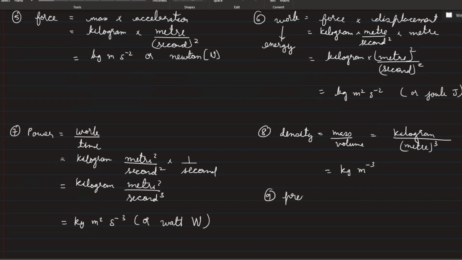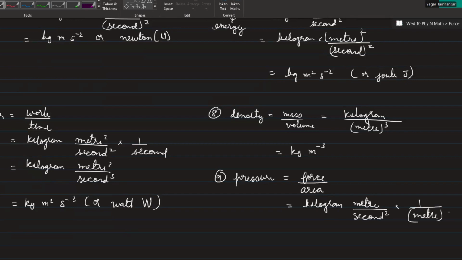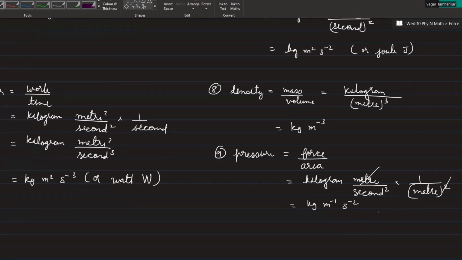And then we can use this to calculate pressure. Pressure is force upon area. How do you measure force? We have seen it above, that is mass into acceleration, that is kilogram, and acceleration is meter upon second squared, and area is meter squared. So you can cancel a meter up and down. So you are left with kilogram, meter minus 1 and second minus 2. This is the unit for pressure, kg per meter per second squared, which is also called Pascal, denoted by a capital letter P and a small letter a.